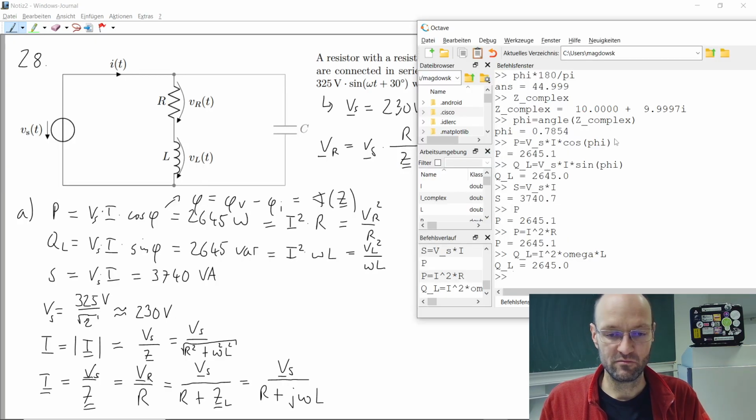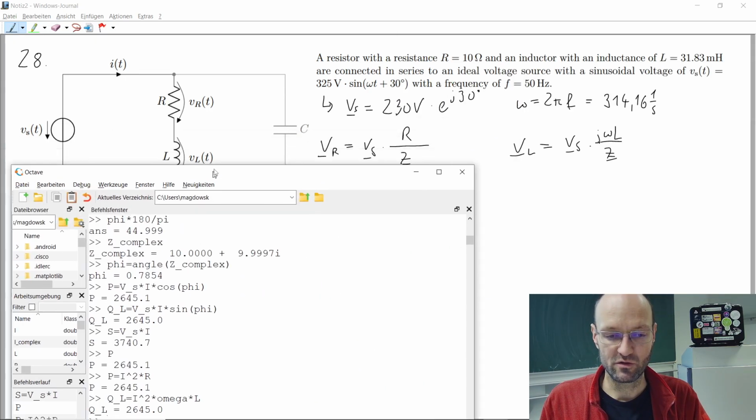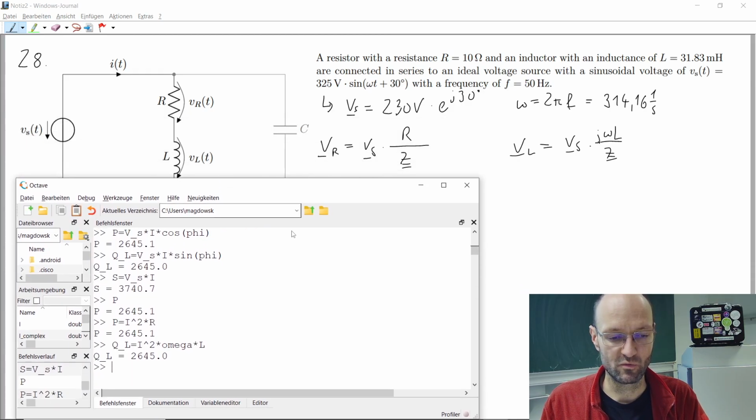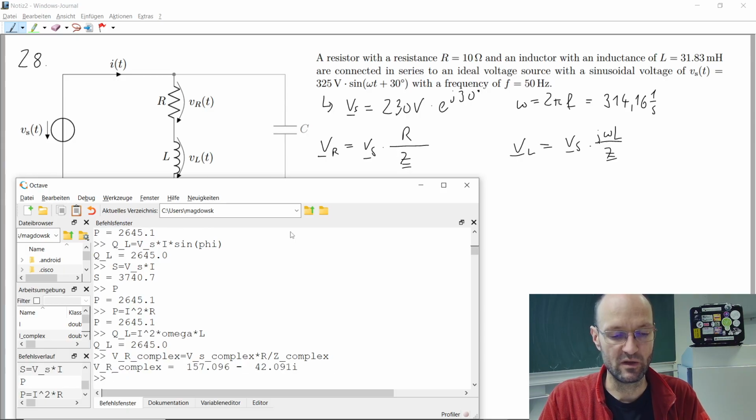So we can try this out. I will maybe move my Octave window to this side and make it a bit smaller. So we can say the voltage across the resistor as a complex phasor we get from the source voltage as a complex phasor multiplied with the resistance divided by the complex impedance. And we get some value.